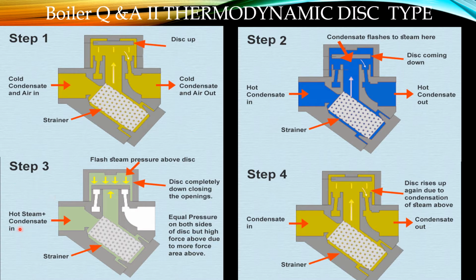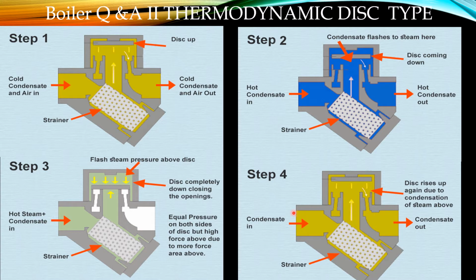This is step 3. Hot steam condensate is coming in to the strainer. These are the three peripheral outlets: 1, 2, and this one is the third. So the flash steam pressure above the disk is pushing the disk, closing the openings. The pressure above the disk and below the disk, both sides, but high on the top side due to steam pressure above, since the surface area is high, so it forces the disk to close.